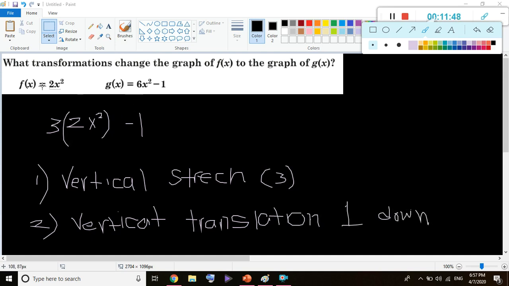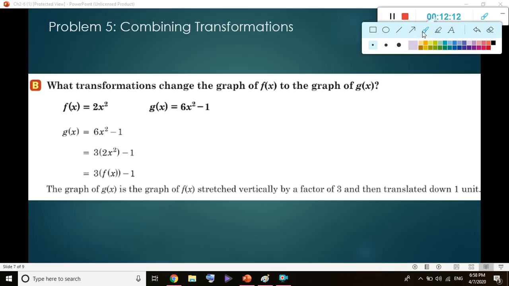Instead of 6x squared, originally we had 2x squared. We wanted to change it to 6x squared, so we multiplied it by 3. Then we had one thing outside the brackets, which is -1, so we just added -1 here. So after multiplying by 3, we had a vertical stretch, then a translation 1 unit down. Let's check our answer.